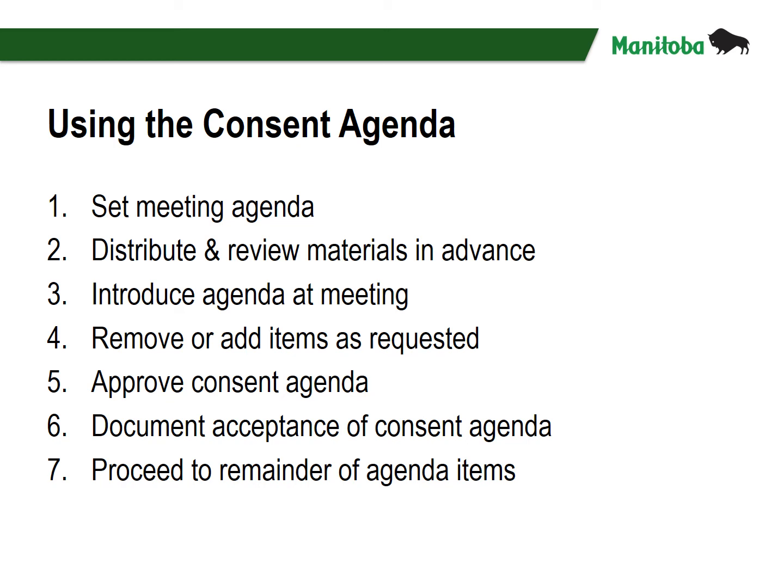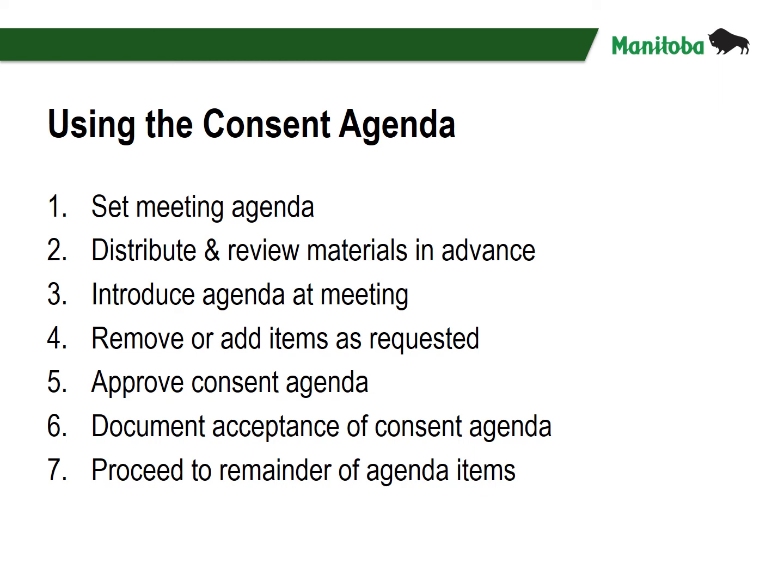If there is an item to be removed, the chairperson will determine where on the full agenda these items will be discussed. Immediately after, the chairperson asks for a motion to accept the consent agenda, and the motion is voted on by the membership. Minutes will state that the consent agenda was approved unanimously and which items were removed. All supporting documents should be saved with the minutes to demonstrate the information on which the group based its decision. Proceed to the remainder of the agenda.